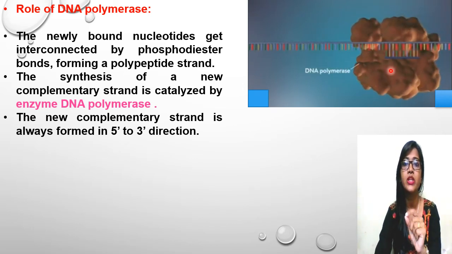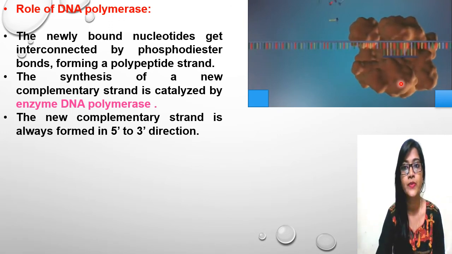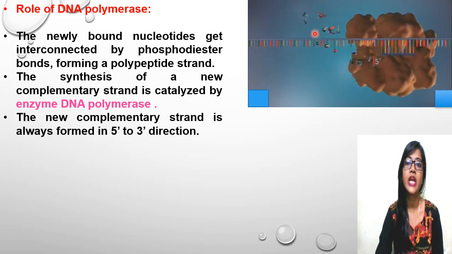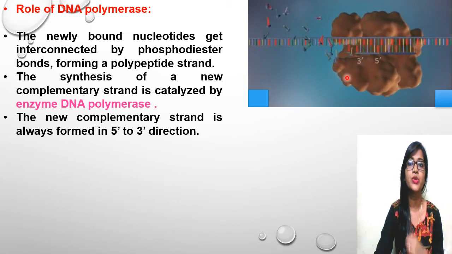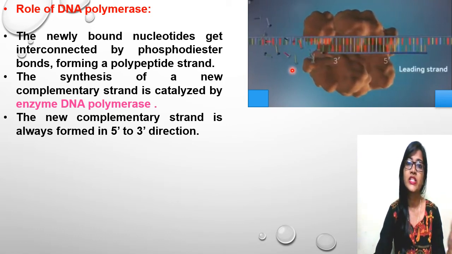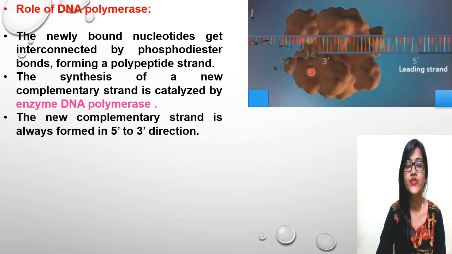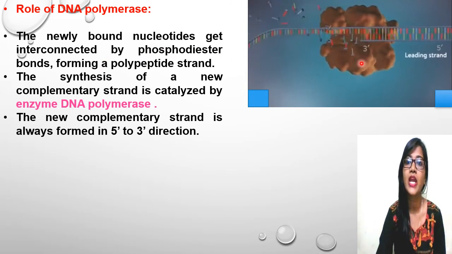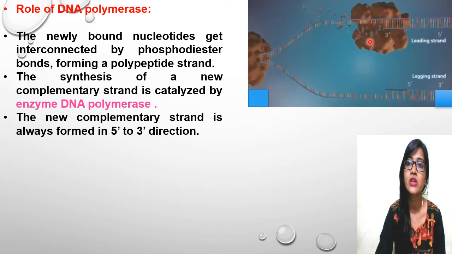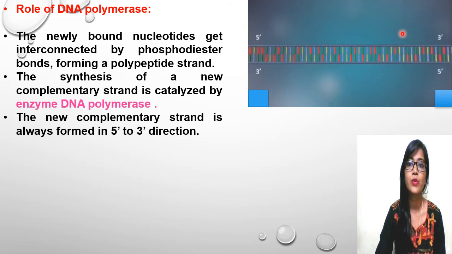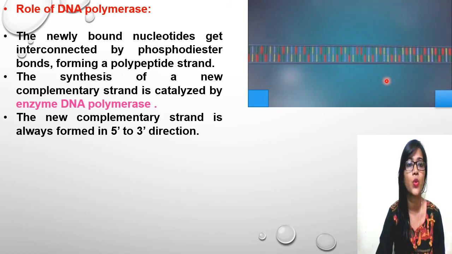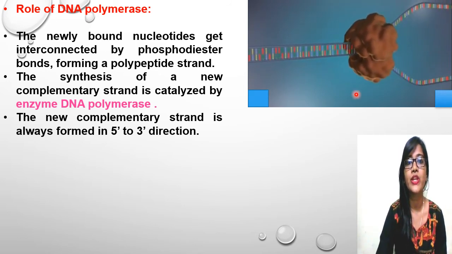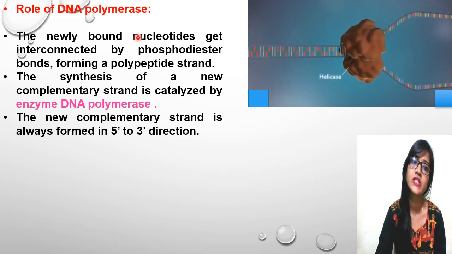To this RNA primer, the DNA polymerase gets attached, and from the 3' end there is addition of nucleotides. Now these are the activated DNA bases, or activated nucleotides. They are added as the leading strand gets formed. The newly bound nucleotides get interconnected by phosphodiester bonds. Now there is formation of phosphodiester bonds between the newly formed DNA and the old strand of the DNA, that is, the template of the DNA. The synthesis of a new complementary strand is catalyzed by the enzyme DNA polymerase.